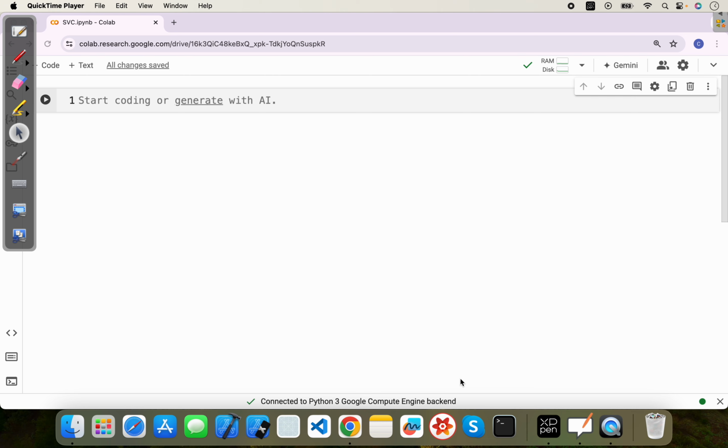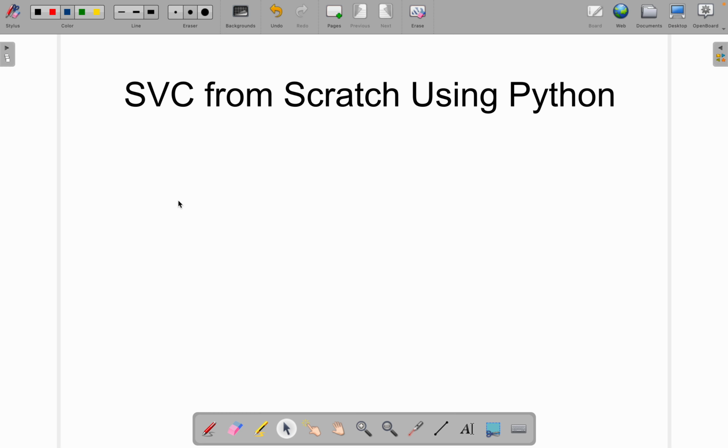So let's get started. Let's first understand what our optimization function was, because we need to differentiate it with respect to W and b to apply gradient descent. So let's understand that first.